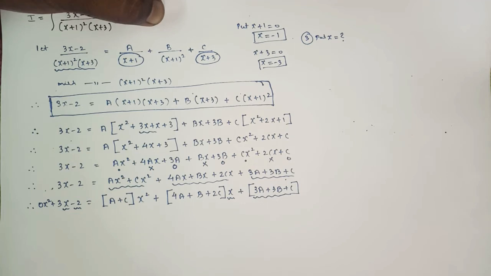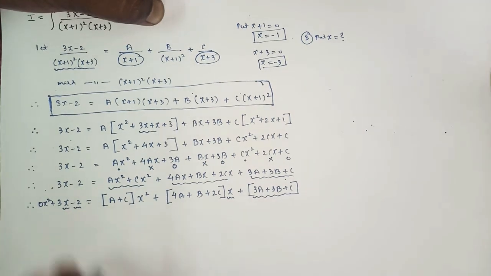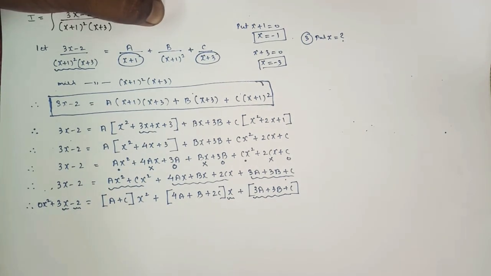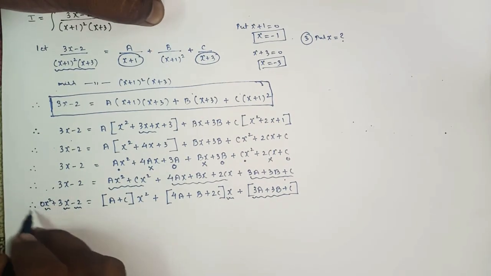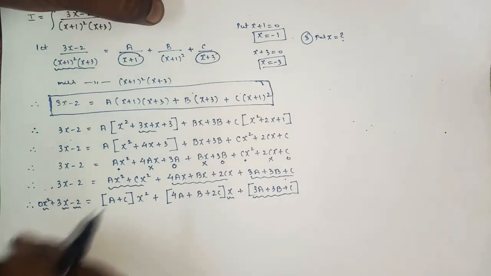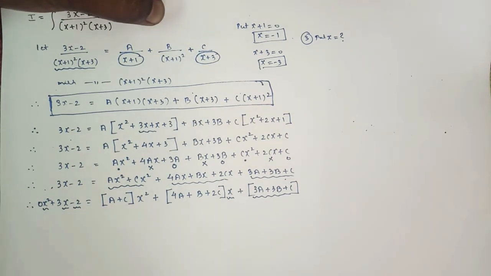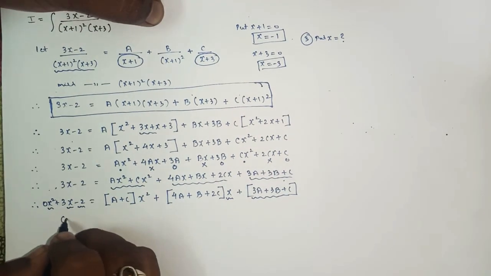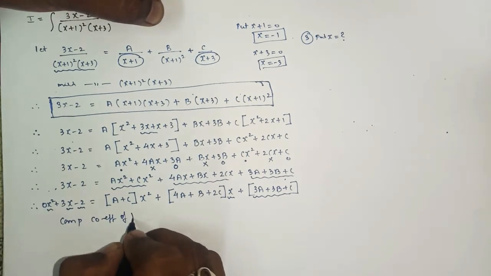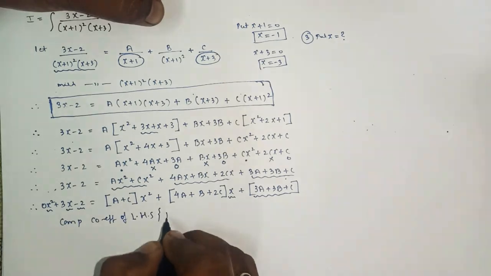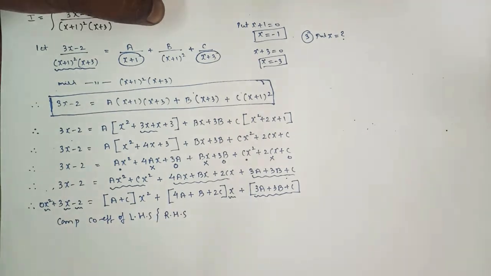Got the point? If you want, you can consider 0x square. So for x square, in the left hand side the term was absent, and we know that whenever a term is missing, we can consider the coefficient as 0. So here we can write comparing the coefficient of left hand side and right hand side. As I told, there are 2-3 different methods in which you can find your answer.